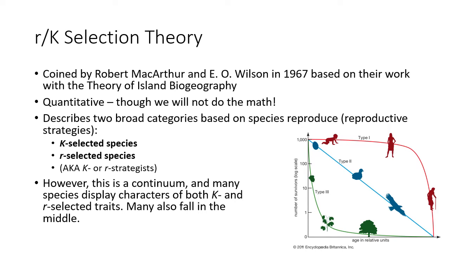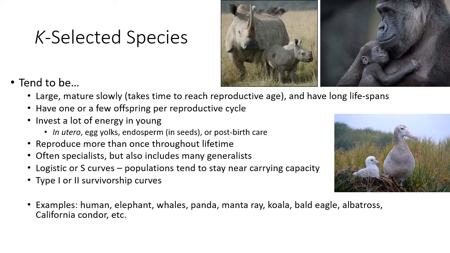So there are many species that don't display the traits of r/K selection theory 100% of the time, and there are many species that are kind of in between. There are many exceptions to this rule. But in general, many species do follow the rule. And let's start with K-selected species or K-strategists.